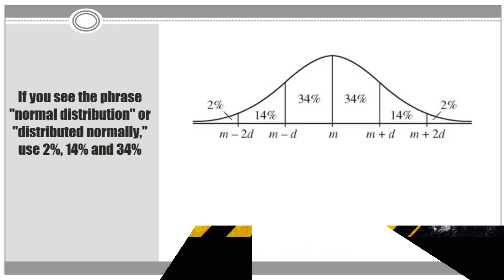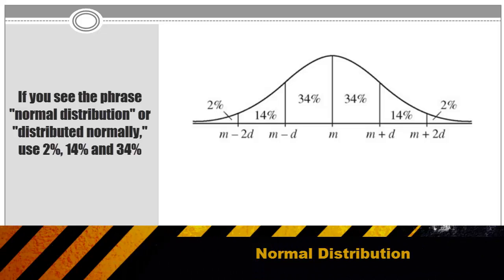There is one more term that you absolutely must be familiar with, and that is normal distribution. Normal distribution is a special case of standard deviation where you have specific percentages between each deviation within the set. Sometimes a normal distribution problem will give you the percentages within the set. Other times they will just say normally distributed, in which case you need to know that that means there are 2%, 14%, and 34% between the deviations within the set.